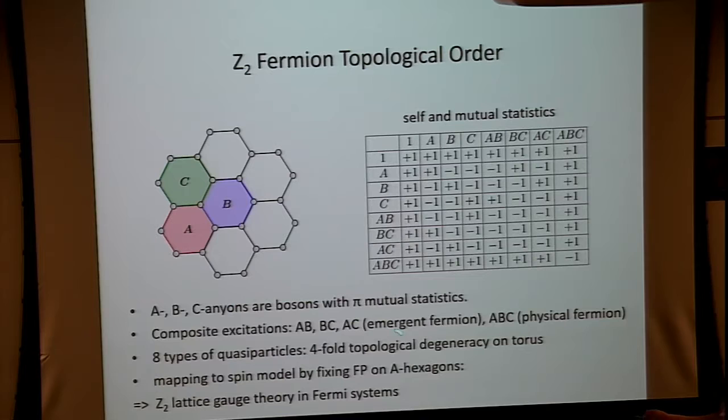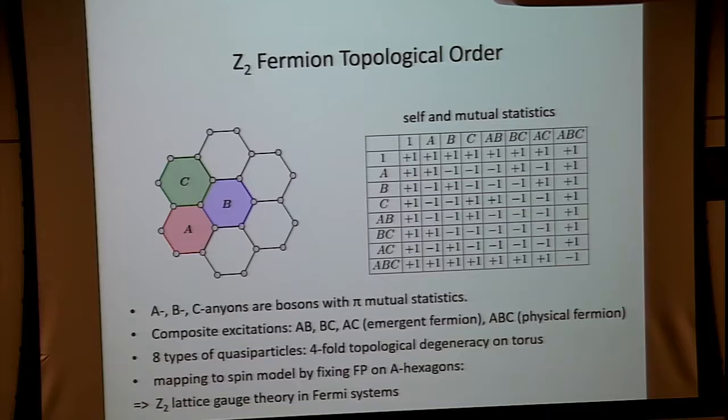And then the last one, ABC, is actually a physical fermion, because if I add an electron to the system, the electron operator can be obtained by acting with the Majorana operator, because a Majorana operator has a linear overlap with a physical electron creation operator. So a Majorana operator would flip three plaquettes. That's why the ABC excitation is a physical fermion. This physical fermion has no non-trivial statistics with any other particles, while these emergent fermions have non-trivial statistics with other particles. AB, BC, AC are anions, but ABC is a physical fermion.